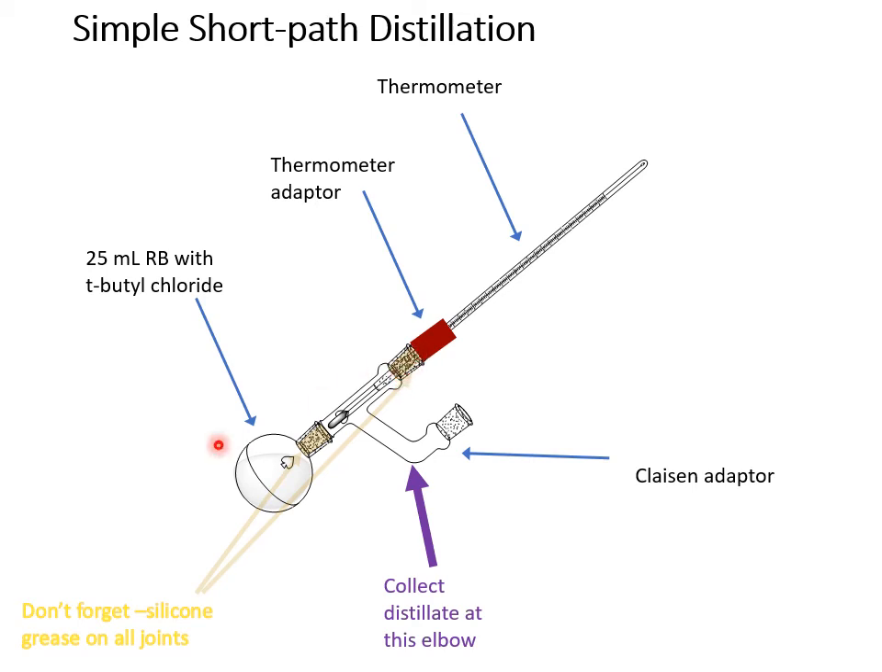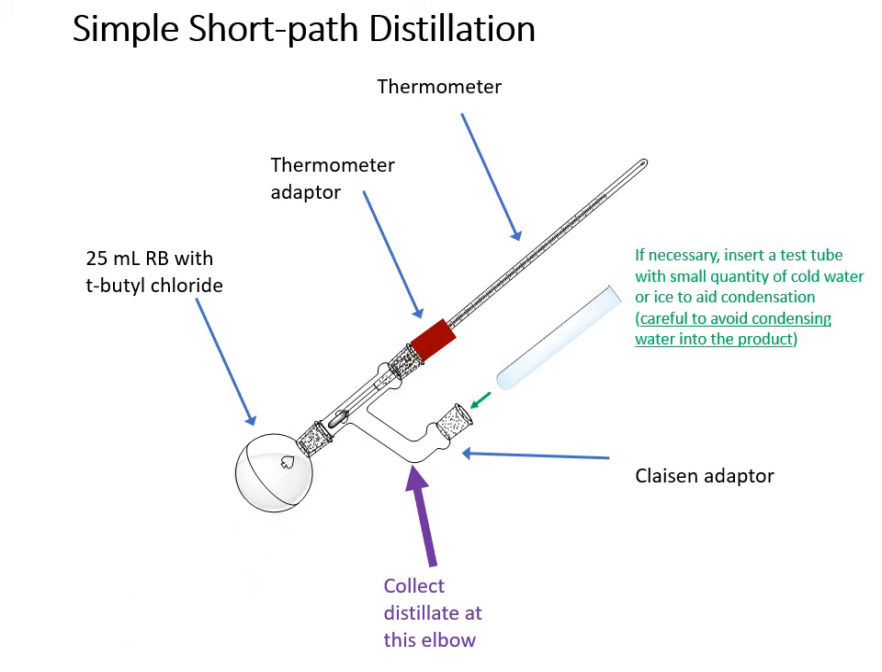Of course, always remember when you're using these kinds of glassware, you don't want them to get stuck together. You also don't want your vapors to come out, so you have to grease all the joints. As I mentioned earlier, this tube might not be cold enough to condense your liquids, so you can use a test tube filled with ice. The thing is that this can form water, right?